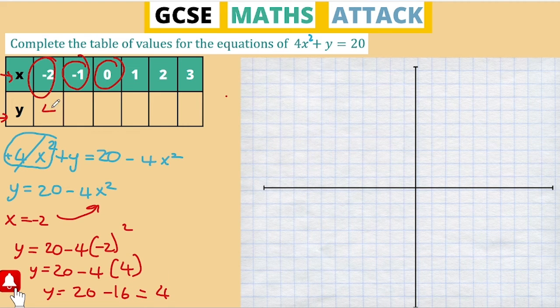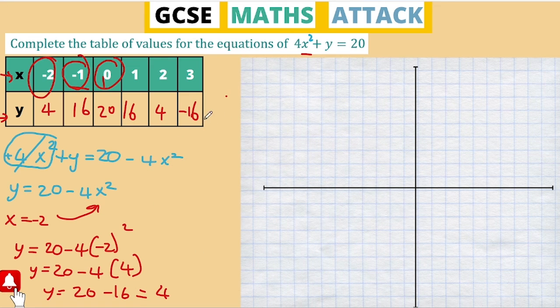So the first one is going to be 4, and you will do the same thing again and again. You will substitute x equals minus 1 over here, and you will get 16, the next one 20, the next one 16 again, the next one 4, and the next one minus 16.